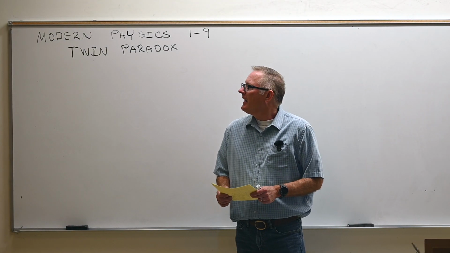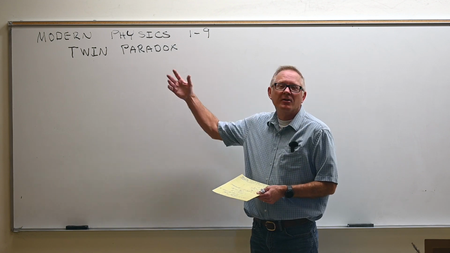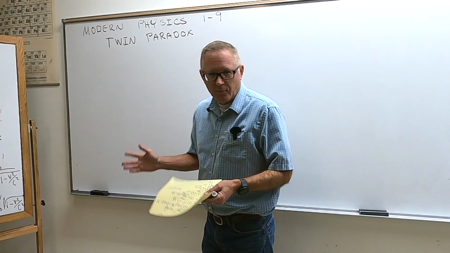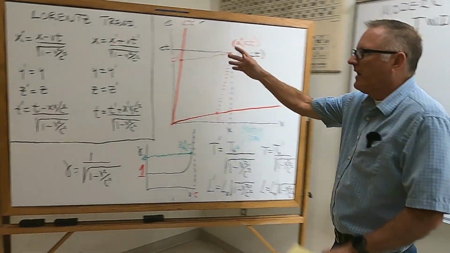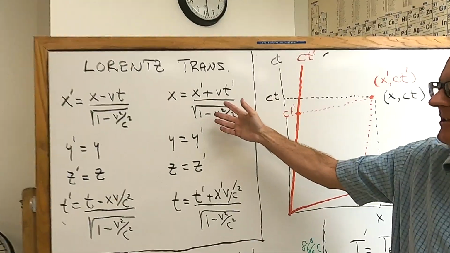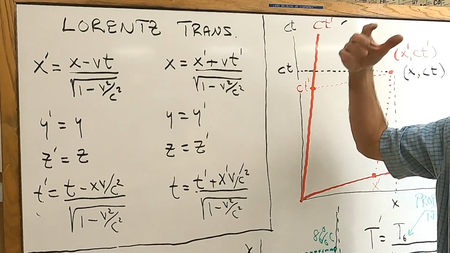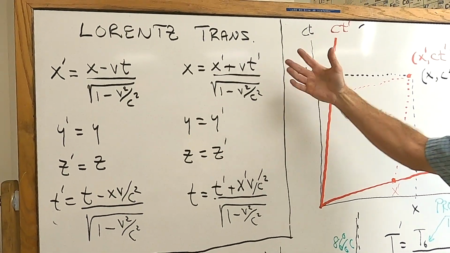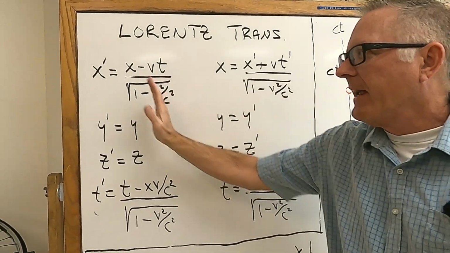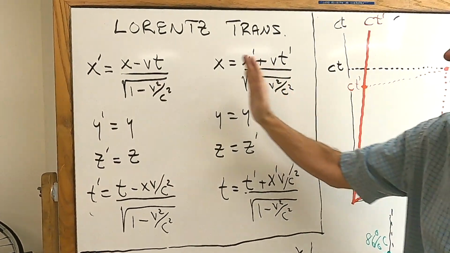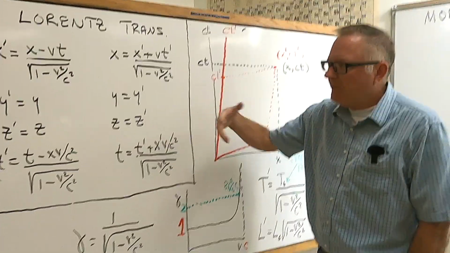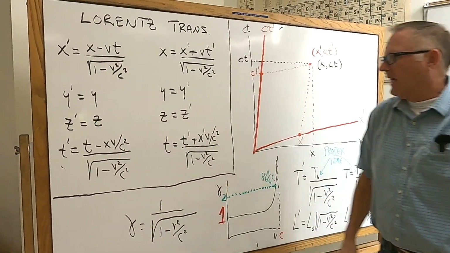Okay, so today I'm going to talk about the twin paradox. Let me review first. Remember, we now have these Lorentz transformations. They took the place of the Galilean transformations. Remember, these are from Frank to Mary, Mary to Frank.